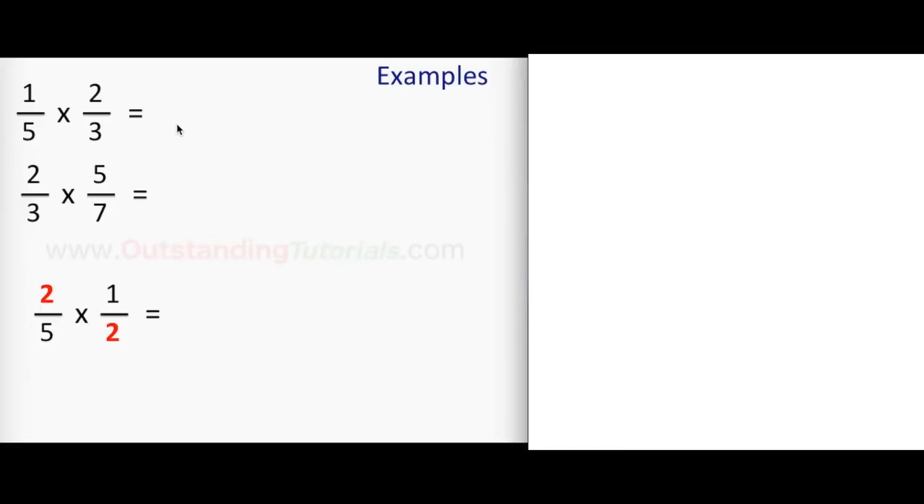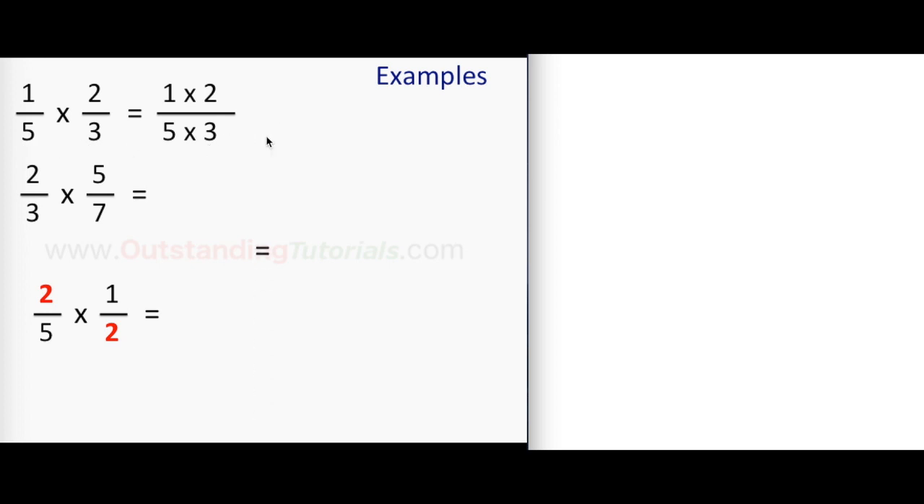times by 2/3. So if we follow the rules that we just looked at, multiply the top and then multiply the bottom, what will we have? We will have 1 times 2 times the top numbers, 5 times 3 times the bottom numbers. That will give me an answer of 2/15.